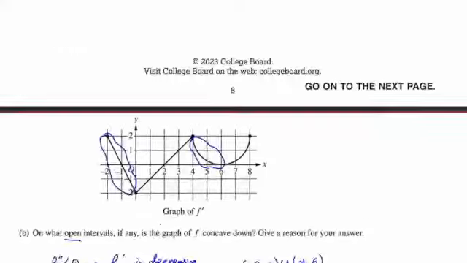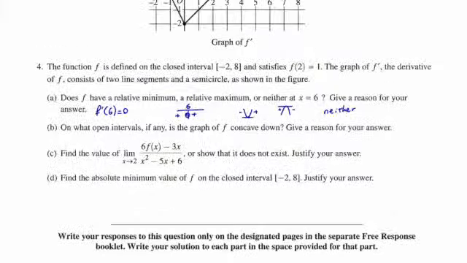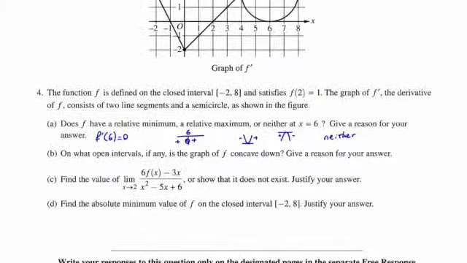Okay, let's solve part D, the last part of this problem. It says find the absolute minimum value of f on the closed interval negative 2 to 8.